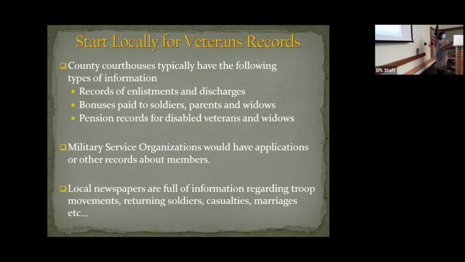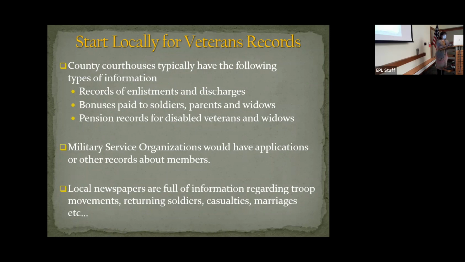So for example, Illinois has offered bonuses on more than one occasion. There were bonuses that were given to widows and orphans after the Civil War. So if you had somebody in your family who was killed in action during the Civil War and they were in Illinois, there's the potential that the county could have provided the widow a bonus to help her get on her feet after her husband was killed.